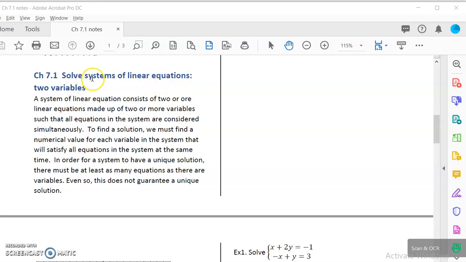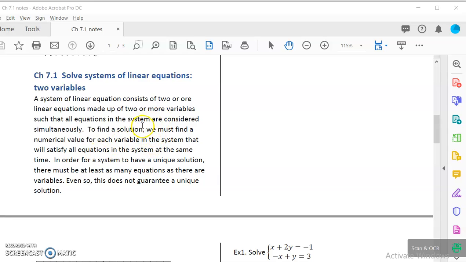What does a system mean? A system means there is not just one equation that you need to solve, but two or more equations, and each of the equations would have two or more variables. To find a solution, you are to find a numerical value for each of the variables so that it satisfies all the equations in the system at the same time. Sometimes these are called simultaneous equations.